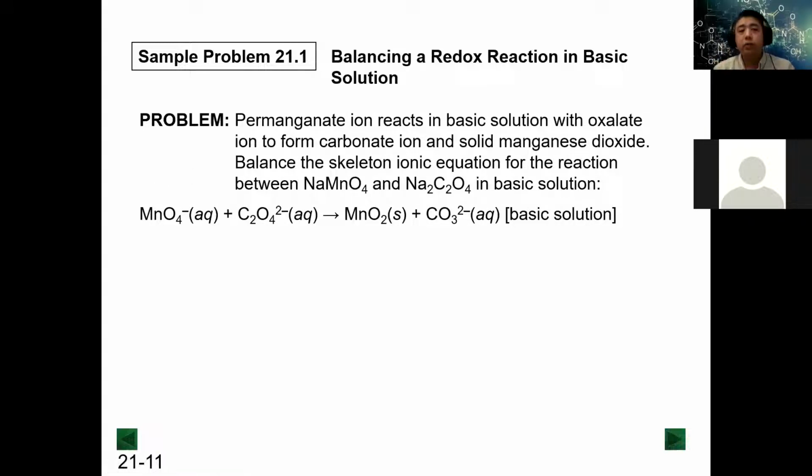This one is also pretty straightforward. This time we're going to do a basic reaction, a basic solution. So we still need to do our normal steps. I want you to do all of your normal acidic steps here, and then we're going to add in our basic steps. I'll let you do the acidic steps first, and then we will go through it and break down the basic steps. So go ahead and take this time, work on that.